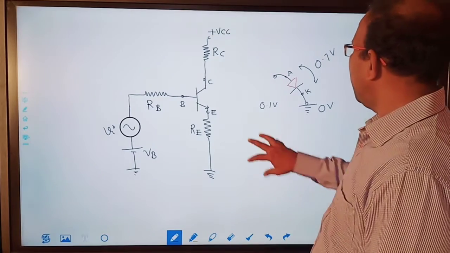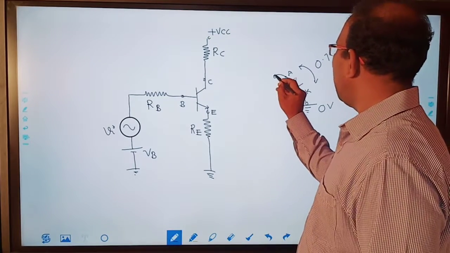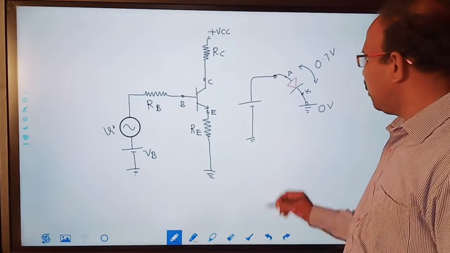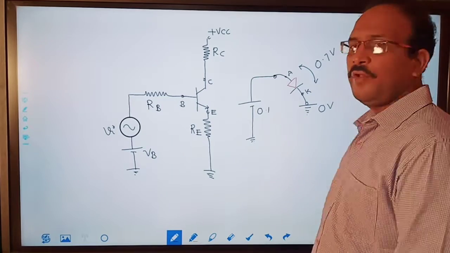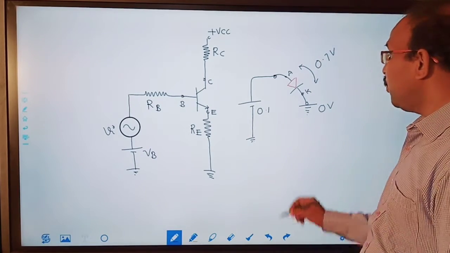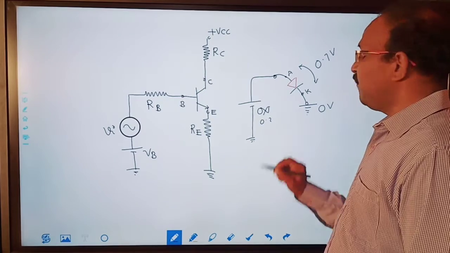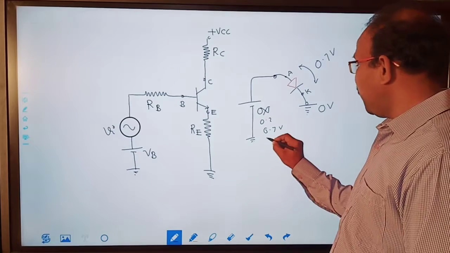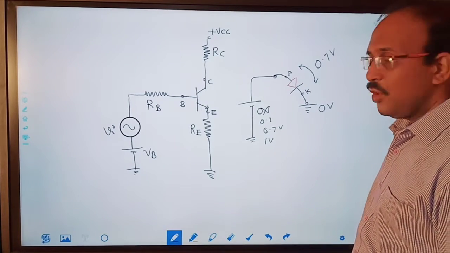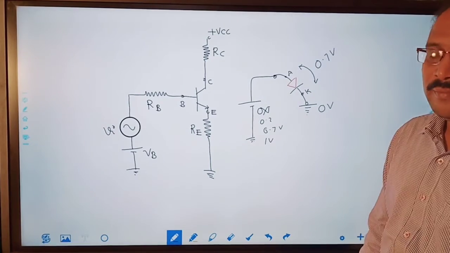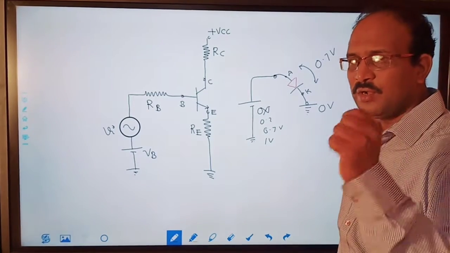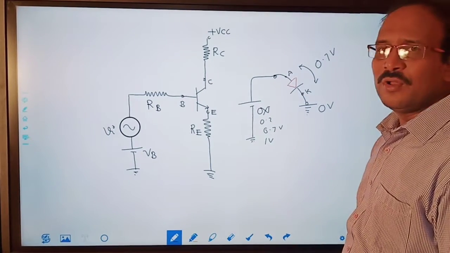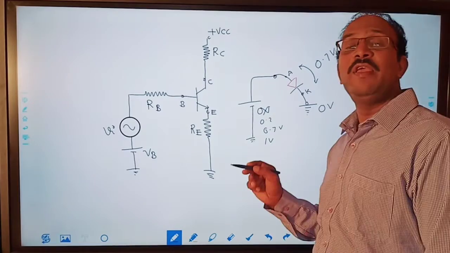No. So what I do, I connect here one battery and I go on varying voltages. I connect 0.1 volt, will this conduct? No. I vary this to 0.2, will it conduct? No. You know, it will conduct at 0.7 volt. Now, if I make it 1 volt, then what will happen? Once the diode is turned on, it will have a 0.7 volt drop, but we are applying 1 volt. So there is a drop of voltage and heavy current starts flowing through this.